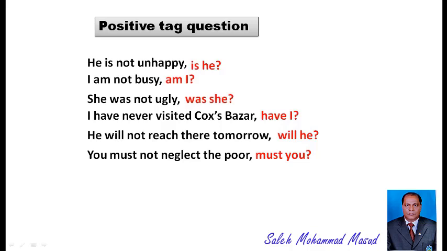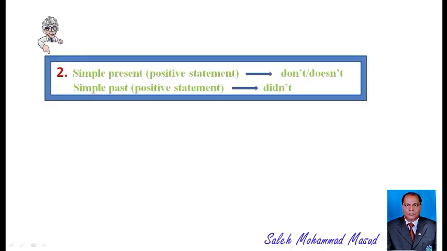Now, next rule: if there is no auxiliary verb in the main statement, the tag question we use will be the proper form of the verb do. For simple present, we use don't or doesn't. But for simple past, we use didn't. Here are some examples.